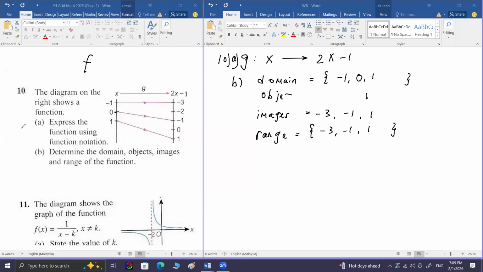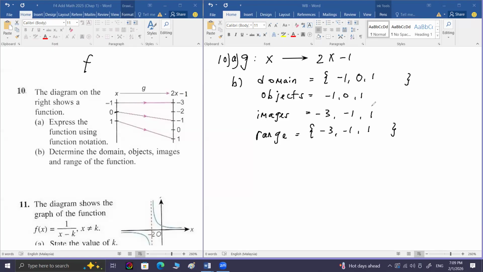Why is this one missing? The objects are -1, 0, 1, yeah? Okay, see the difference? For objects and images, no need to put a bracket.